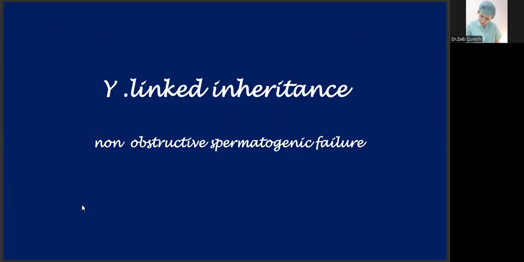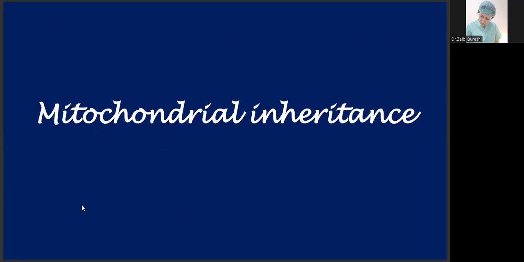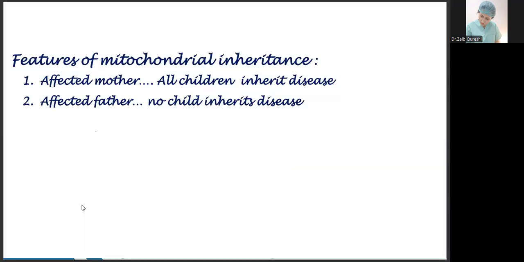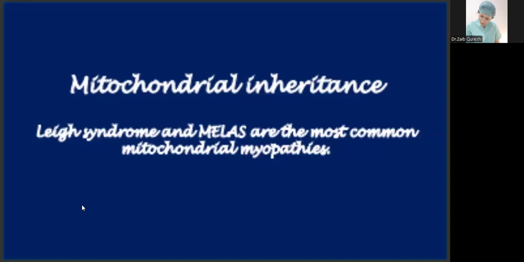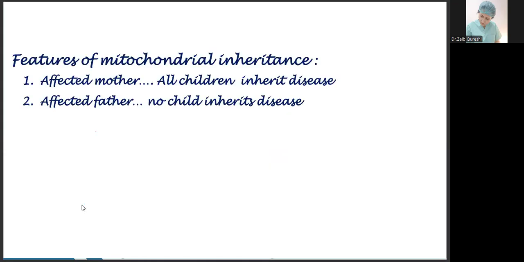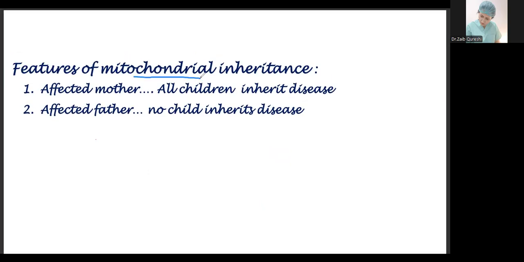We're done with Y-linked inheritance here, and some non-obstructive spermatogenic failures are related to Y-linked inheritance. And now we are talking about mitochondrial inheritance, which is the last topic of today's discussion. And here I want you to understand first, actually, you will tell me first. Mitochondrial inheritance is about mother or father. From where do you inherit mitochondria? From mother or father? If you know this, mitochondrial inheritance is also very easy for you to understand.